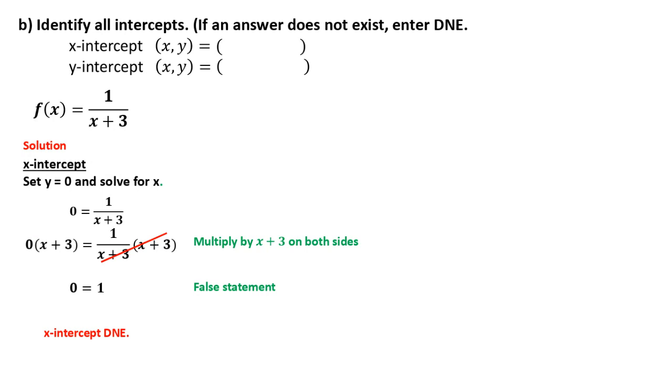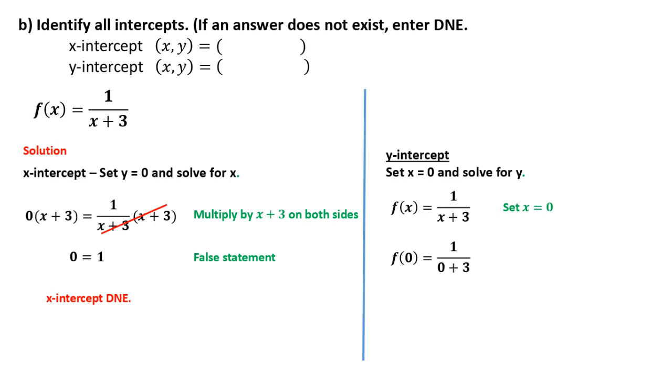So this is a false statement. 0 does not equal 1. So what this means is it has no x-intercept, that our graph does not cross the x-axis. So on your computer, you would type in does not exist, okay? Let's go ahead and find our y-intercept. So let's set x equal to 0.